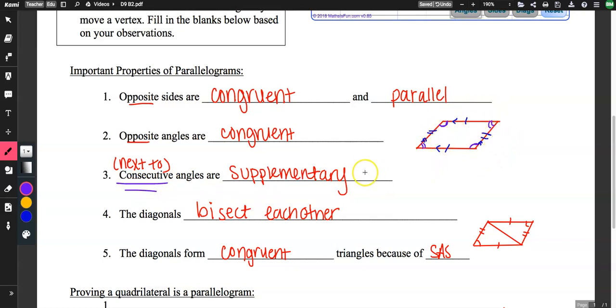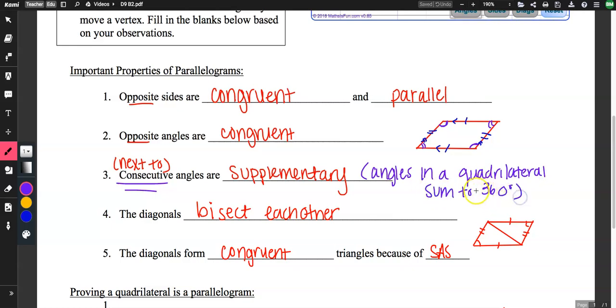So one thing that reminds us of angles in a quad or quadrilateral, sum to 360 degrees. So you'll use that for the practice worksheet you do. So just remember that the 4 angles together would be 360, because if these guys are supplementary, these guys are supplementary, then they have to add to 360.